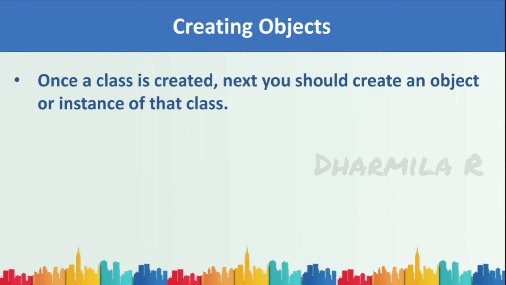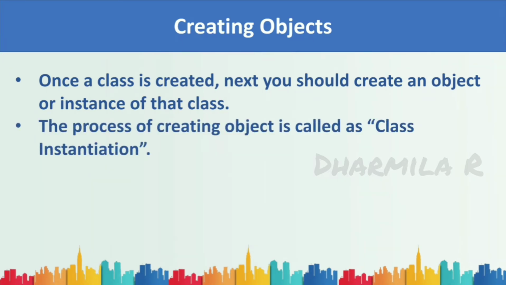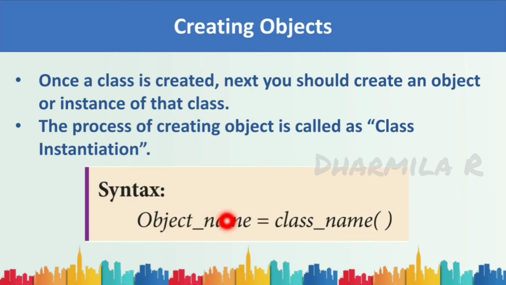Creating objects. Once a class is created, next you should create an object or instance of that class. The process of creating an object is called class instantiation. So let's see how to create your object. Look at the syntax. Object name: you can specify any name and then mention the class name. So object name equal to class name, ending with parentheses.